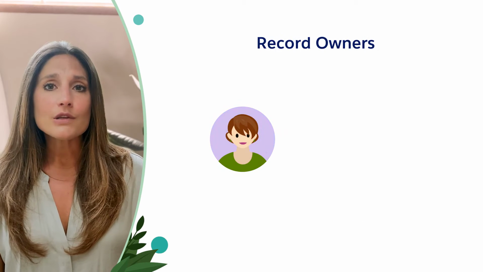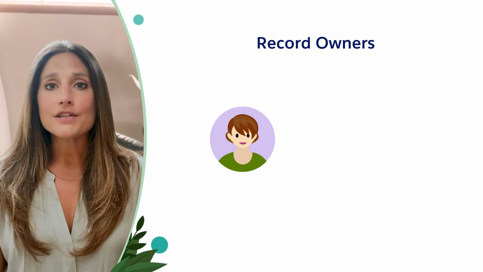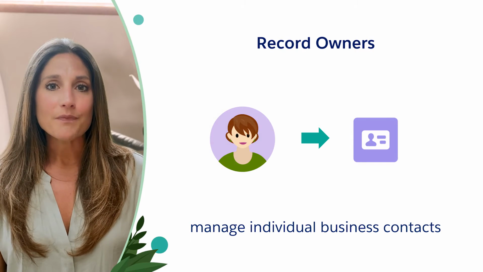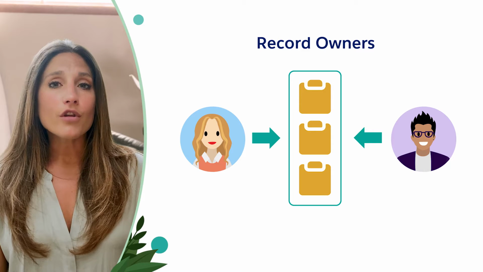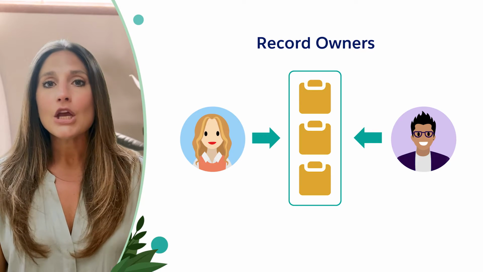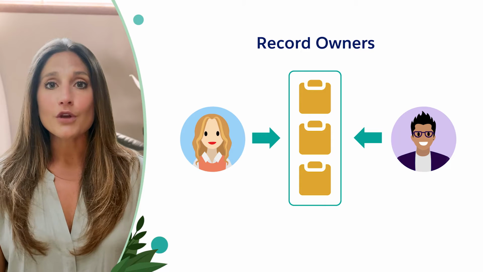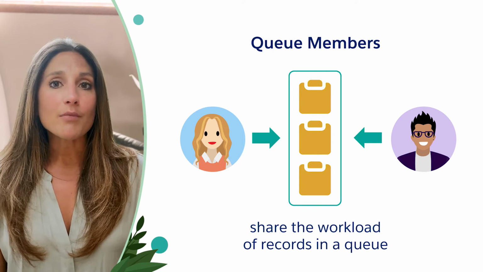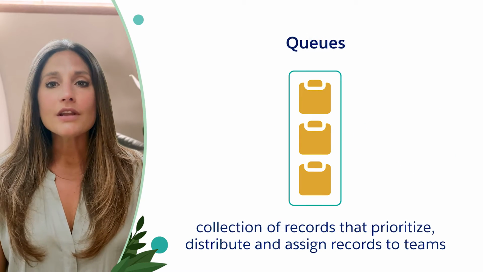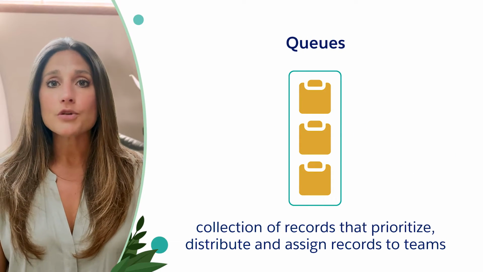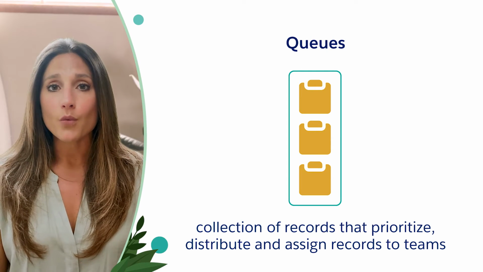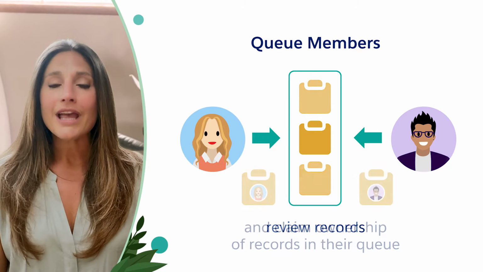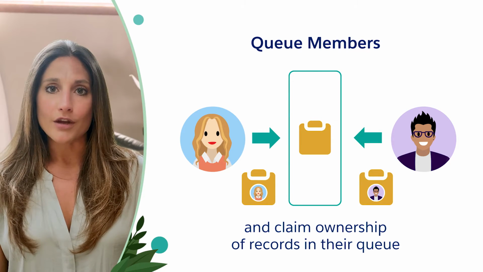So, for example, a sales rep like Antonella is adding contacts into Salesforce to manage the individuals that she does business with, while Jane and Blair share the workload of new support cases being created to better serve our customers more efficiently. They can share the workload of records as a member of a queue. Queues are collections of records that prioritize, distribute, and assign records to teams who share workloads. Users who have access to a queue can review records in their queue and claim ownership of those records.